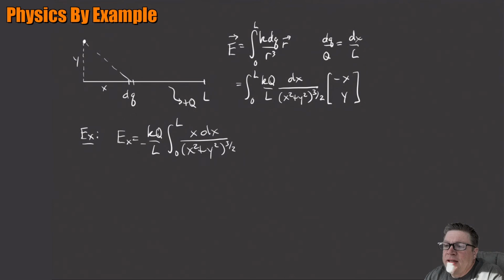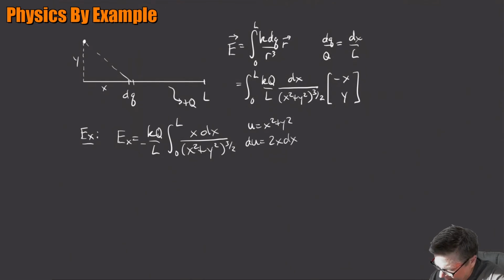Now it looks like I can use a u substitution. So this is an elementary integral. This is a little bit more fun than using trig subs, so why not? Let's just do it. So u is x squared plus y squared. du is 2x dx. Look, I've got that piece. I've got my x dx right there. So x dx is just du over 2.